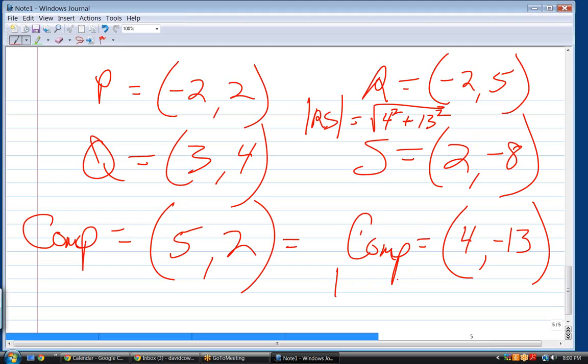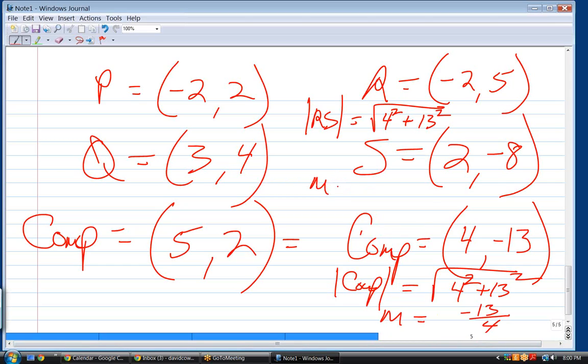Magnitude of the component, same thing. Square root of 4 squared plus 13 squared. Slope of the component is rise over run. Well, that's the same as the slope of RS. Minus 13 over 4. Did we answer everything that we're looking for? Yeah. Okay.